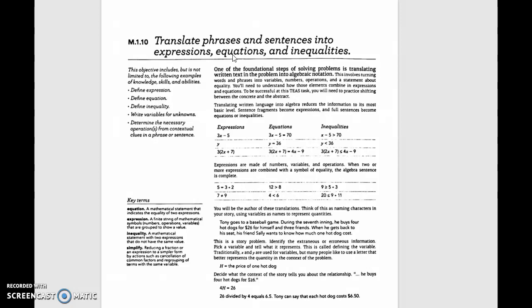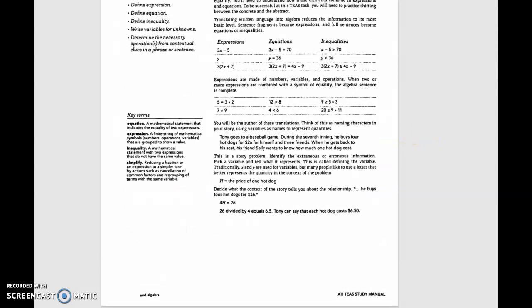as we walk through that section. First thing we're going to do is remember the objectives, to pay attention to those. We've got to define expressions, define equations, define inequalities. Just remember, an inequality is the same thing as an equation, except instead of having an equal sign, you have an inequality symbol. We're going to show you those in a few moments on a table. Then we're going to have to write variables for unknowns and determine the necessary operations from contextual clues in a phrase or sentence. We also want to pay attention to our keywords down below.